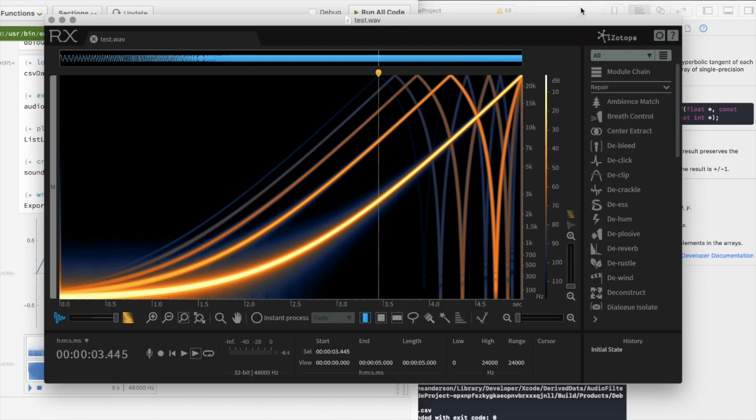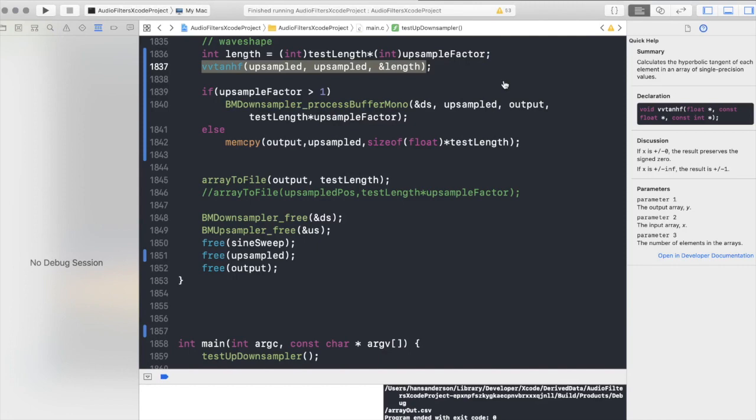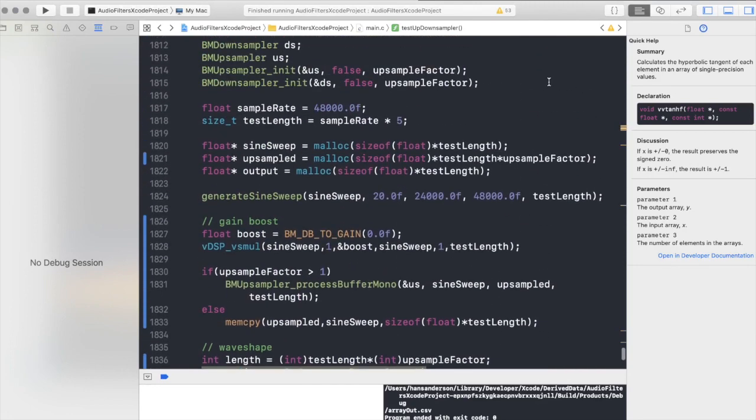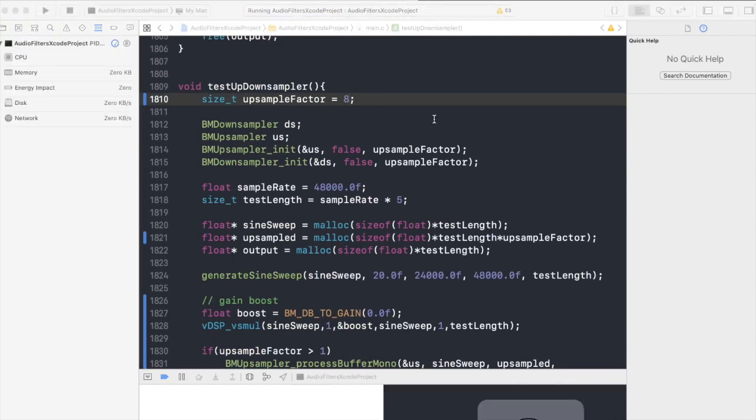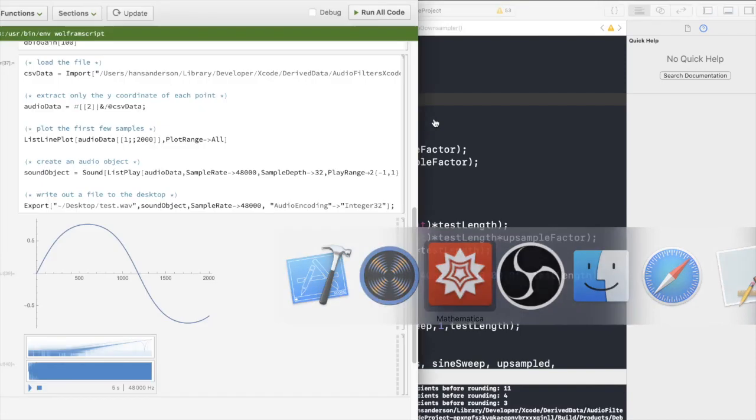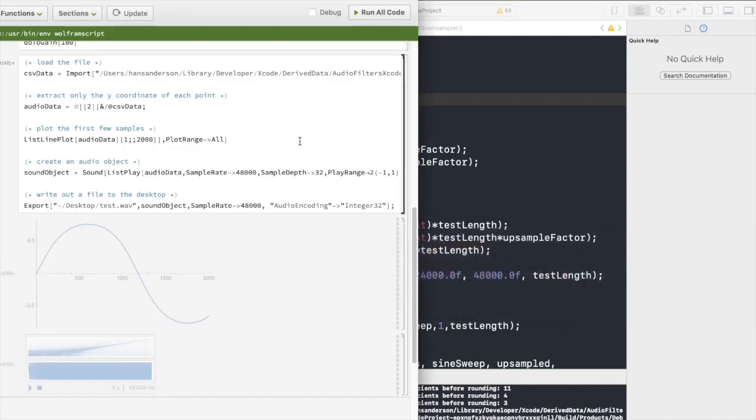I need a 10x oversampling factor. This particular oversampler only does powers of 2, so let's try an 8x first and just see what that does. Make sure our math is coming out right. Run the script to convert to wave.